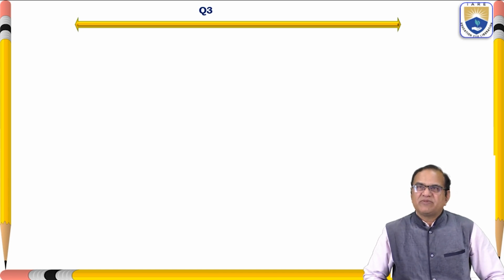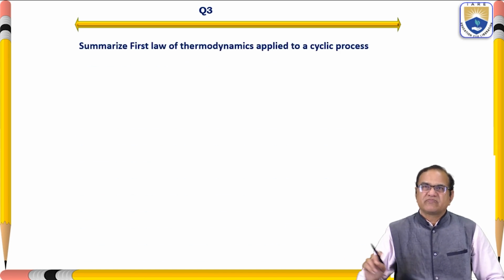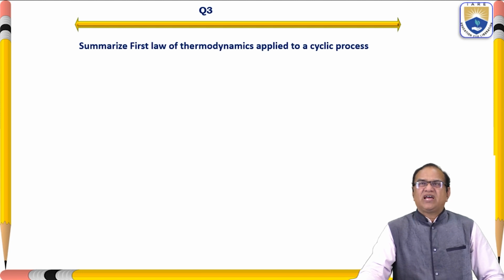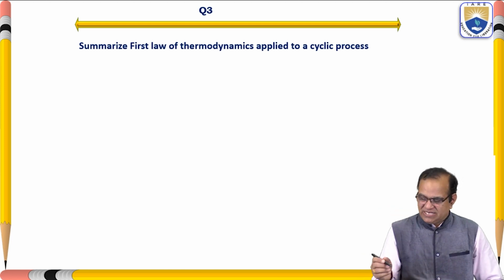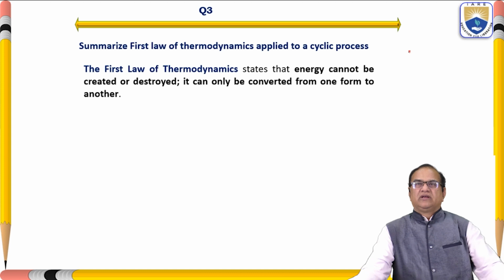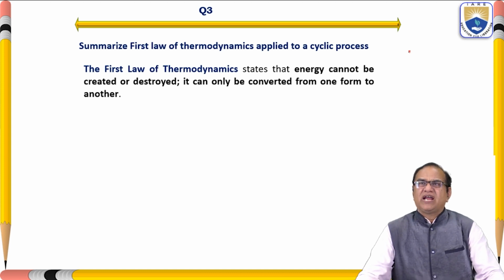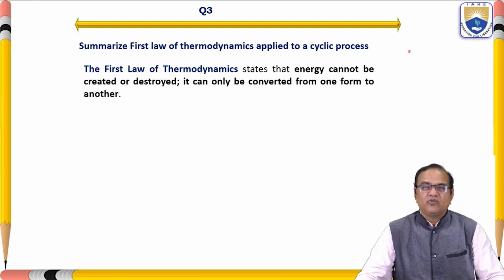Now I will discuss question number 3: summarize the first law of thermodynamics applied to a cyclic process. The first law of thermodynamics states that energy cannot be created or destroyed. It can only be converted from one form to another. So it is a conservation of energy.